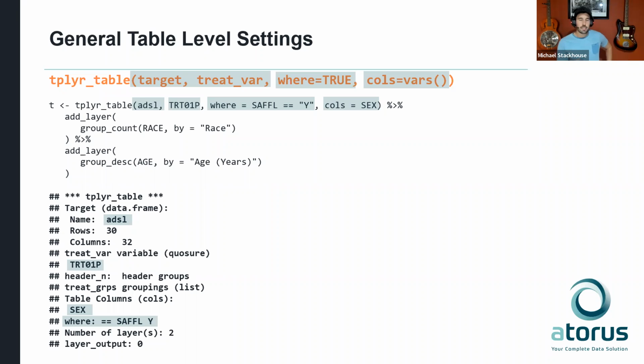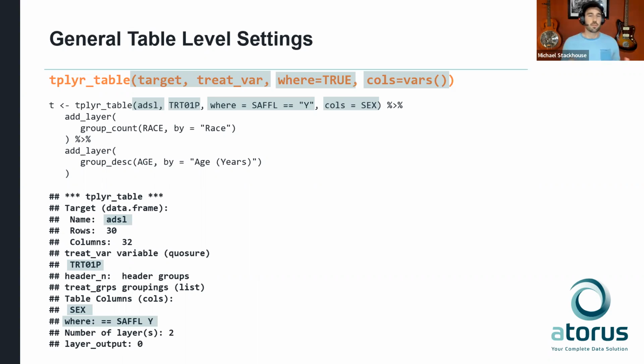I did go over the tplyr table settings, and I'll expound on this a little bit as we go through. When you create the tplyr table, you have your target data set. So if you're doing demographics, you're taking ADSL, you have your treatment variable, you have that table level filter, so safety flag equals Y, and then you have your cols argument, so you can do columns by sex. All of those attributes are then passed down through the table. So if we are summarizing race, then race is going to be summarized by TRT01P for your columns, and then additionally by sex, so that we see treatment group and sex.